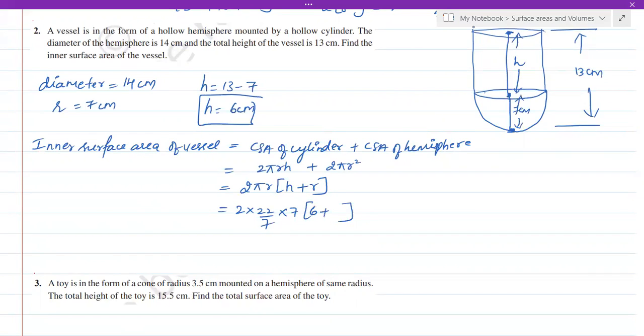So H is 6, R is 7. So let's simplify it. 2 into 22 by 7 into 7 into 13. 7 gets cancelled. So we are left with 2 into 22 into 13. So 2 into 22 is 44. 44 into 13, we get 572. So the answer will be 572 centimeters square. That's the required area.